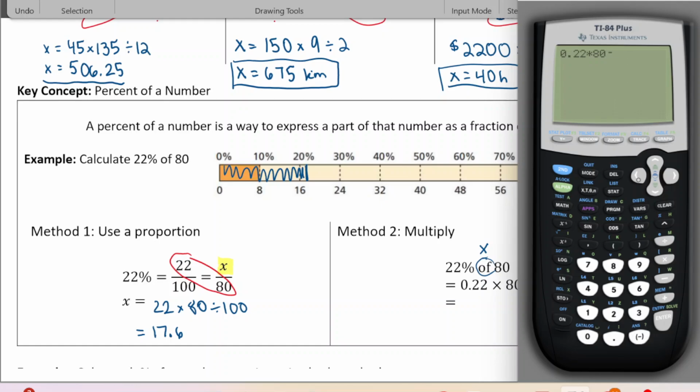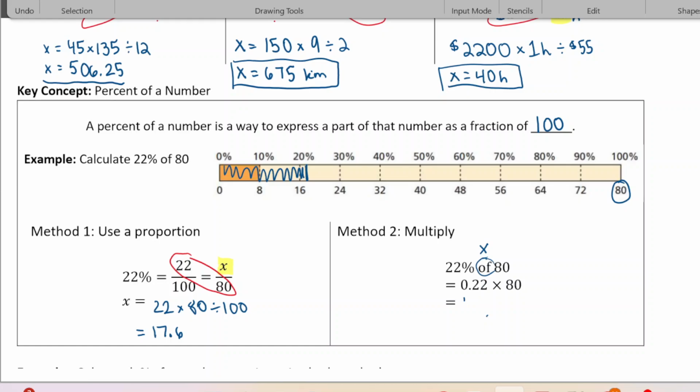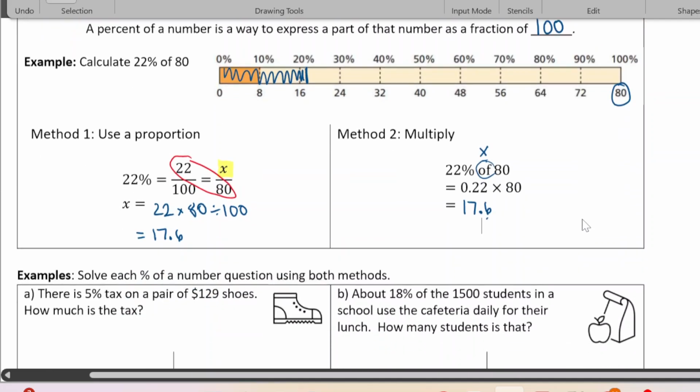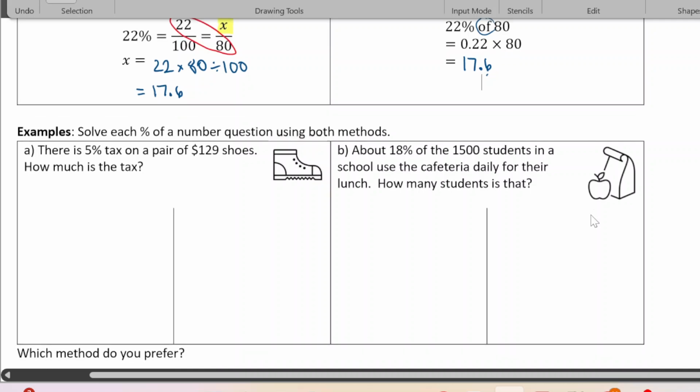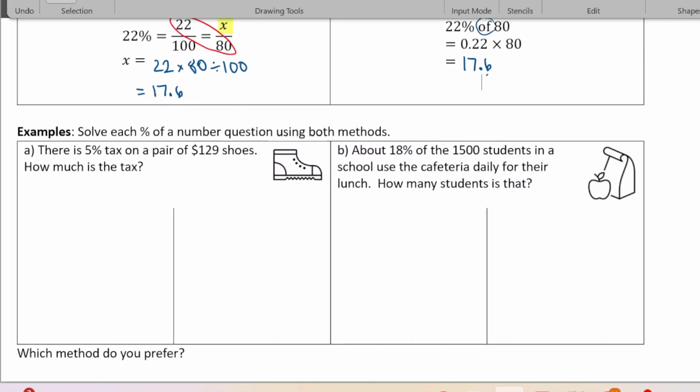Oops, I don't know why I typed that. Okay, 17.6, see how I got the same answer. So that way is a little bit faster. You can have a preference or do whatever way you like. We're going to try using both methods here to calculate the tax, and then you can decide which method you prefer. A really common way to use percents is in money: discounts, taxes, things like that.